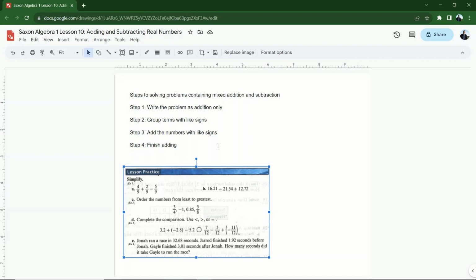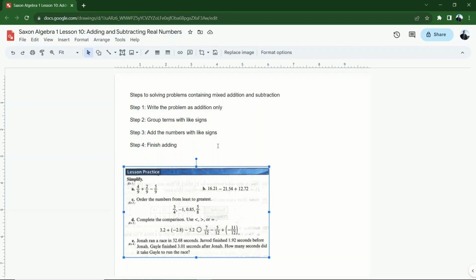Actually, it's one video because we're just reviewing something you already know how to do. We're going to be adding and subtracting real numbers, putting together two skills that we learned in earlier lessons. Now, when I talk about adding real numbers, I'm talking about adding numbers that are either positive or negative. Okay, so we learned how to add numbers like that.